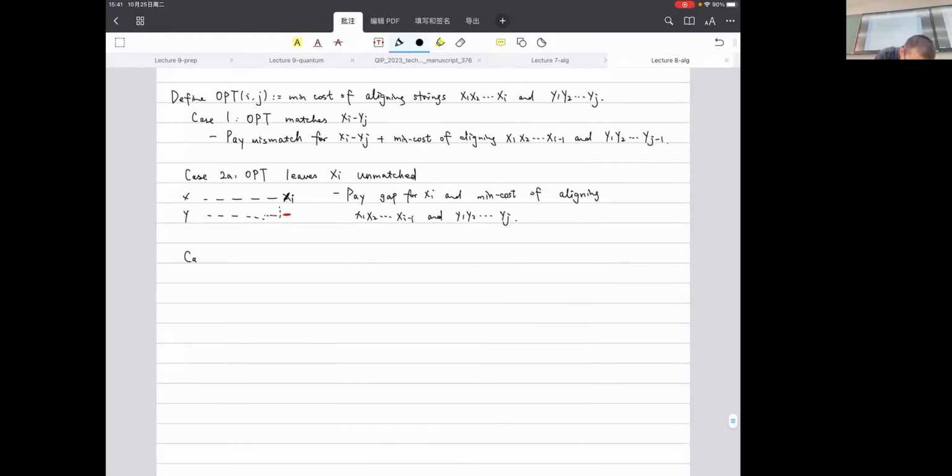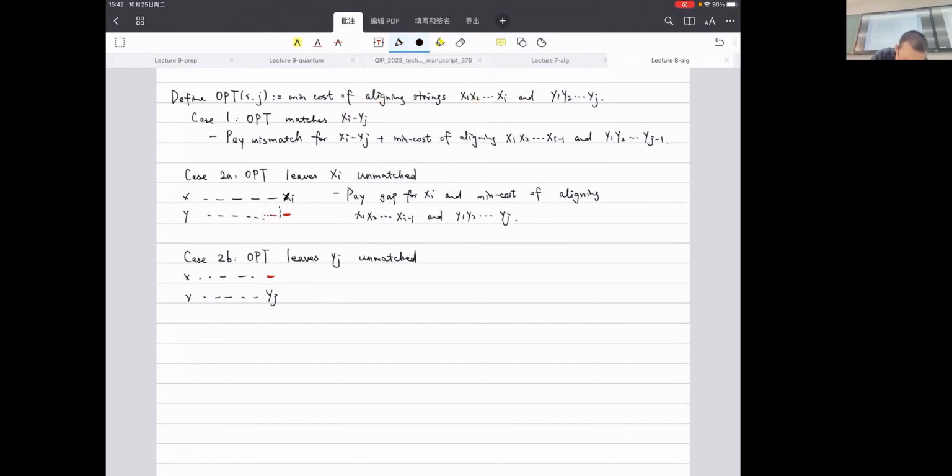And of course, on the other hand, we are also going to have the case 2b, where OPT leaves Yj unmatched. That is saying that the X string is like this and the Y string is like this. Finally, Yj here is longer, and there is at least one gap here.